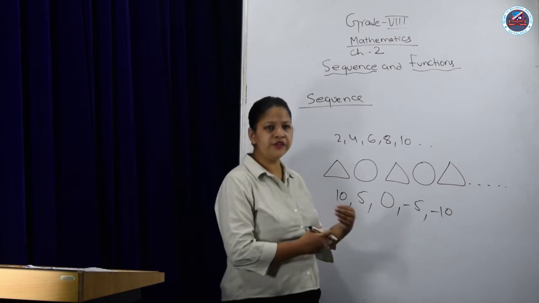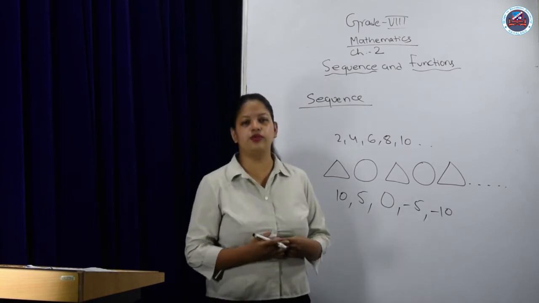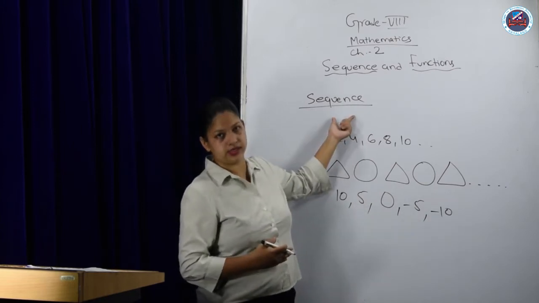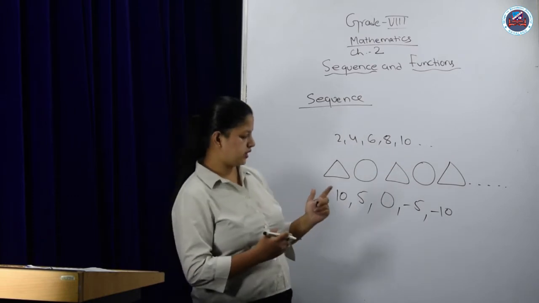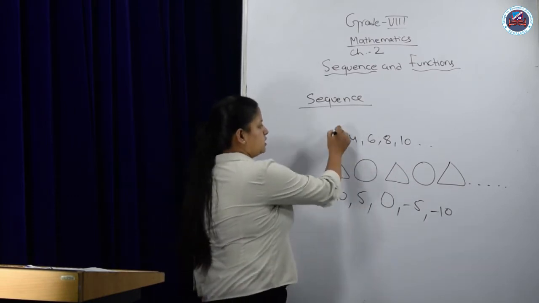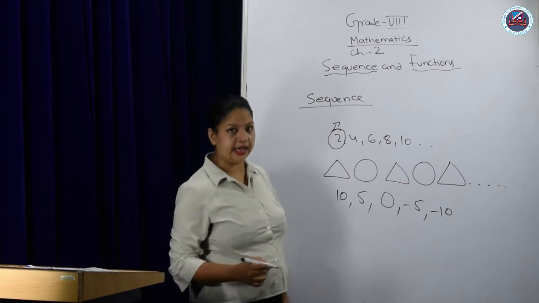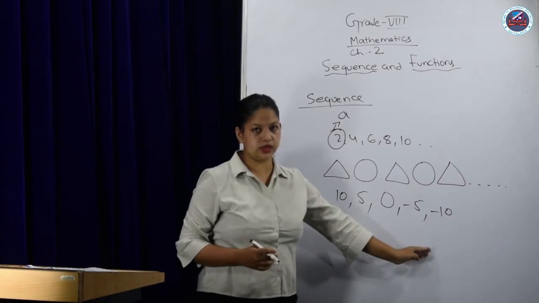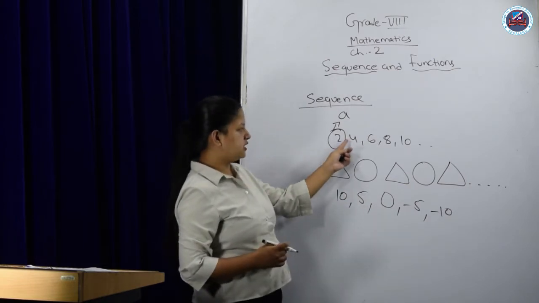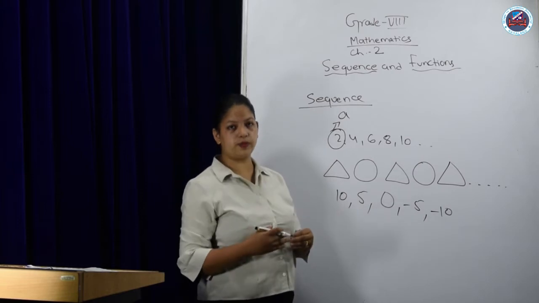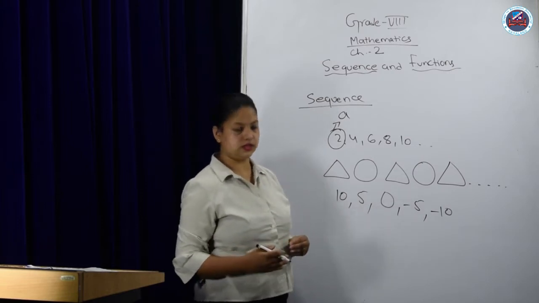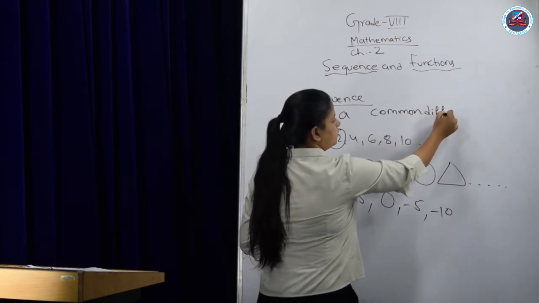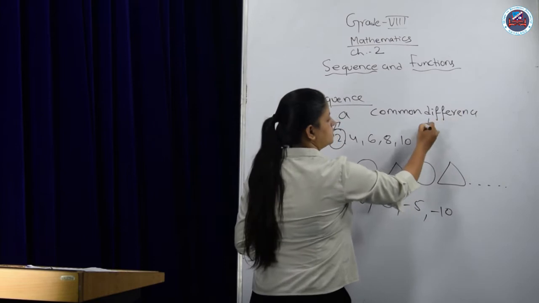So whenever such kind of pattern is being followed with a constant number adding or subtracting, we will be generating it as sequence. Now regarding sequence, few things you have to understand. This first term we denote it as A. A means the first term of given sequence. And whatever the difference with which they are constantly adding or subtracting, we call it common difference. We denote it with small d.